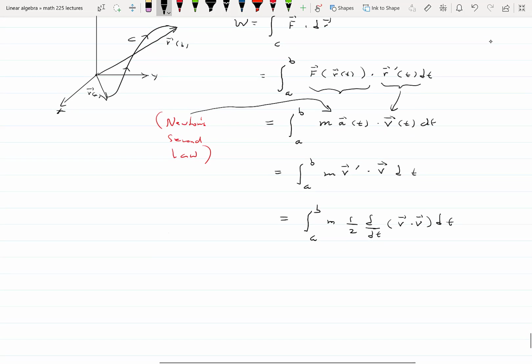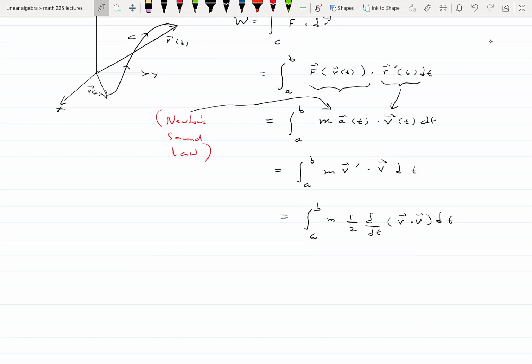Integrate with respect to time. Now m times 1/2 is a constant, so I'm going to bring 1/2 m out. And v dot v is the length of v squared.